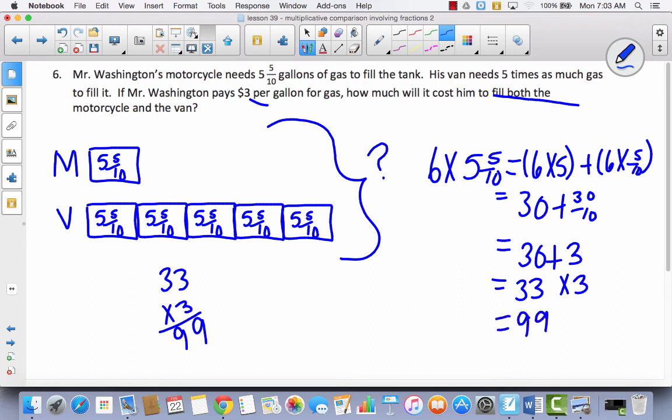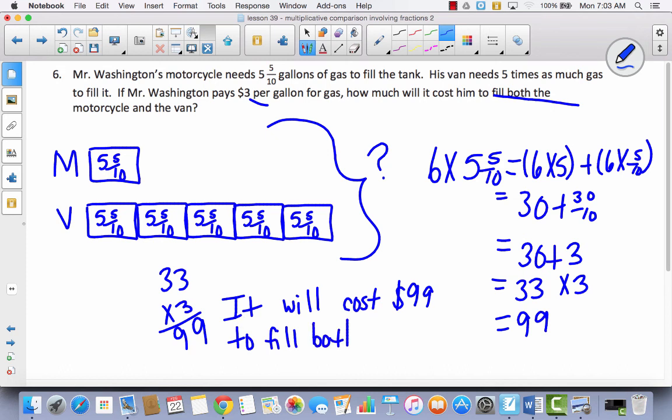So how much will it cost him to fill both the motorcycle and the van? It will cost $99 to fill both. Okay, so remember, there's more than one way to solve these problems, but if you're getting the same answer, it's okay no matter how you do it. Just remember that it's always important to not skip the draw. It's very important to help you to understand how to solve the problem.